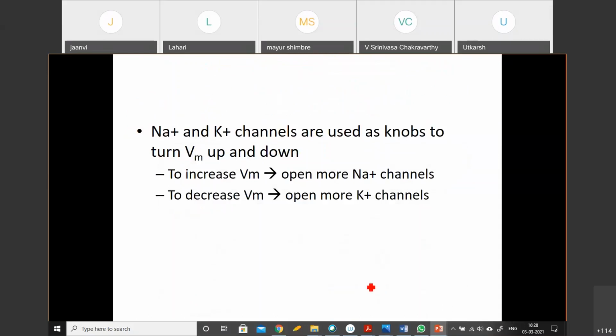Okay, so let us stop here. Then, using these ideas, we'll try to explain how an action potential is generated, and we will also look at what neurotransmission is in more detail in the next class. Okay.